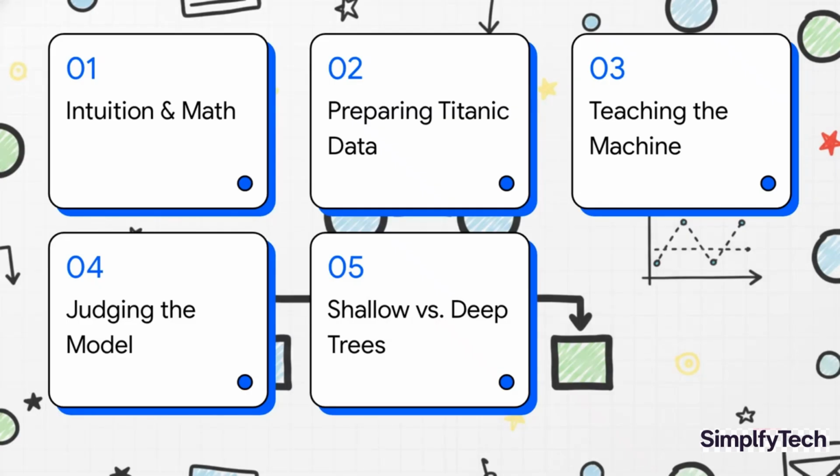So here's our game plan. First, we'll cover the intuition and the math. Then, we'll get our hands dirty with the classic Titanic dataset using Python. After that, we'll actually train the model, see how well it did, and finally, we'll talk about the really important difference between a simple tree and a more complex one.